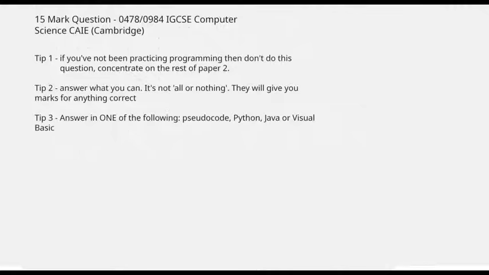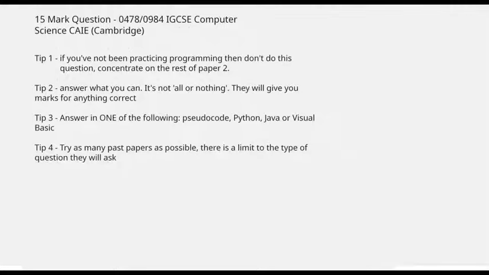My third tip is to answer in one of the following: either pseudocode, Python, Java, or Visual Basic. You must pick one of those and stick to it. Obviously, if you've not learnt one of those programming languages, you're not going to want to use those. But don't mix pseudocode with your chosen language. They don't like it and they will not give you marks for it. So pick one of those and stick to it. Also note that if you use a programming language that isn't Python, Java or Visual Basic, you will not get any marks, and that is clearly stated in the 2026 to 2028 specification.